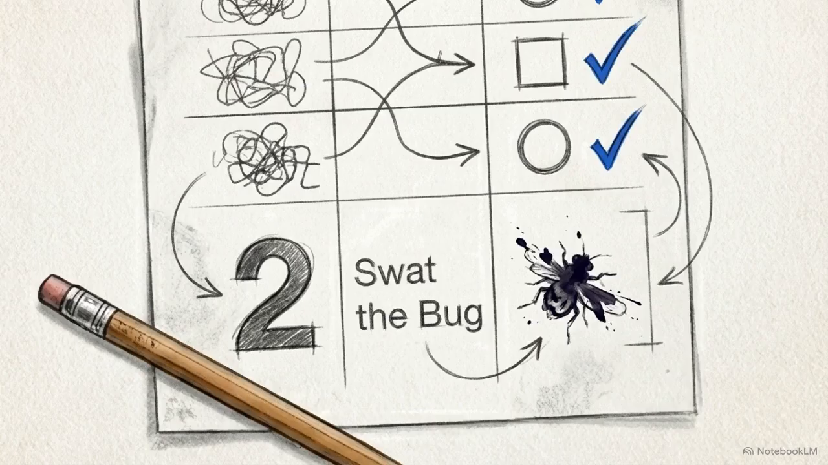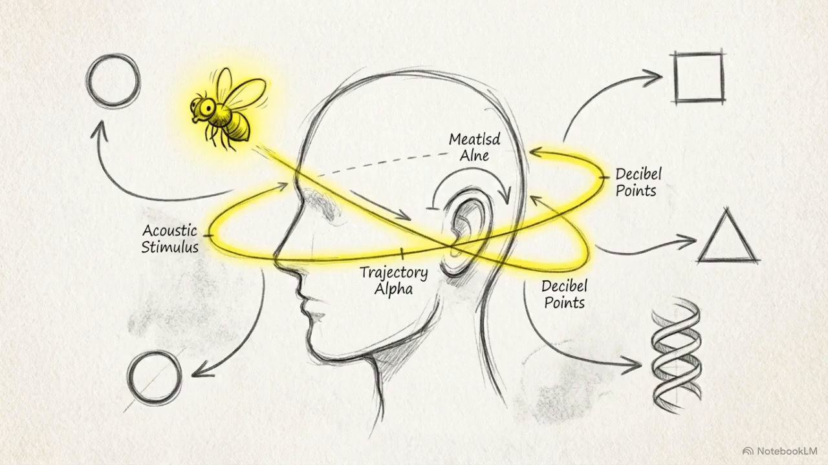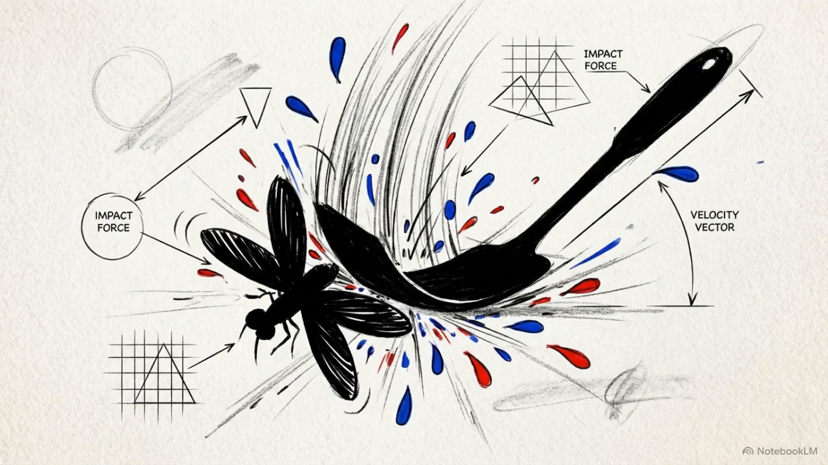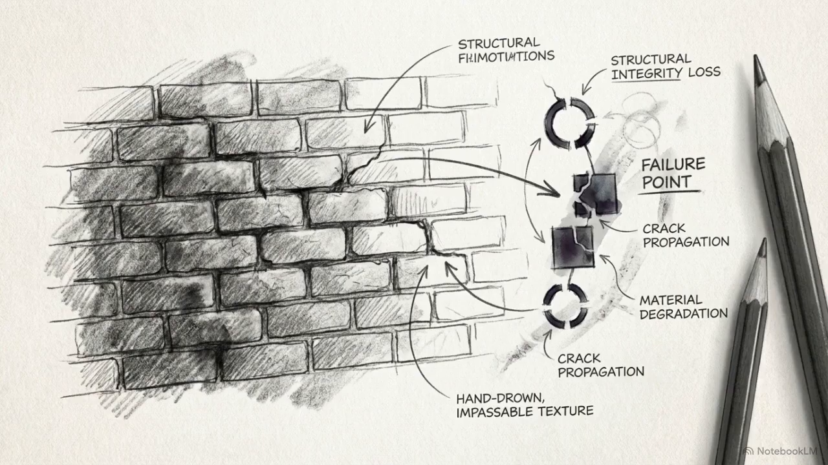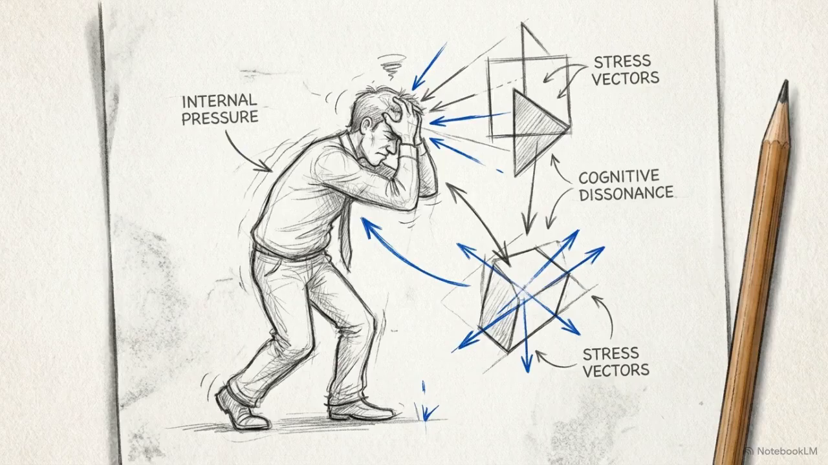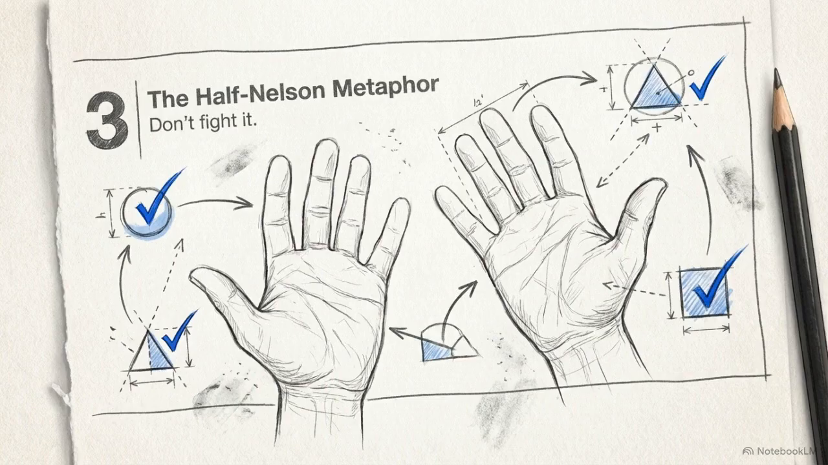Write down your second tactic, swat the bug. Instead of treating a nagging thought as a profound truth, visualize it as a tiny, annoying insect buzzing around your head, then mentally swat it away to instantly break its focus. There is a failure point here. Sometimes a thought is too stubborn to swat, and the harder you fight it, the louder and more intense it becomes. For those stubborn thoughts, write down tactic number 3, the half Nelson metaphor. Next to it, write the instruction: don't fight it.